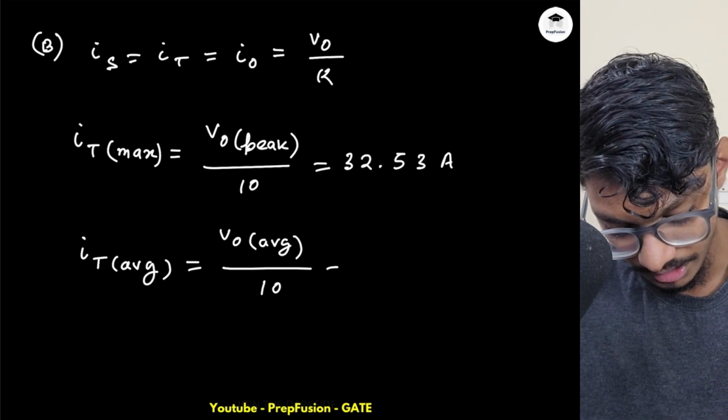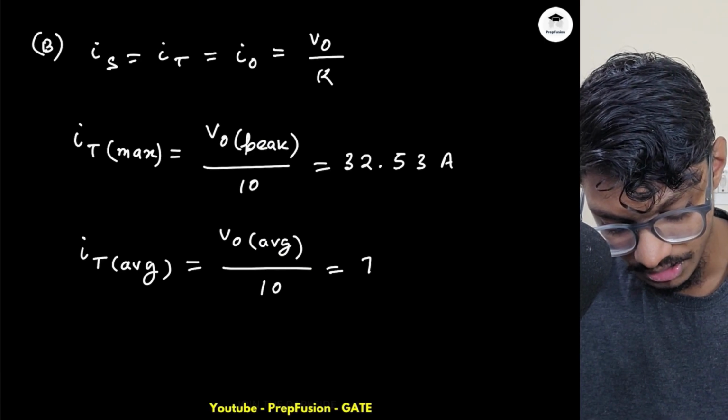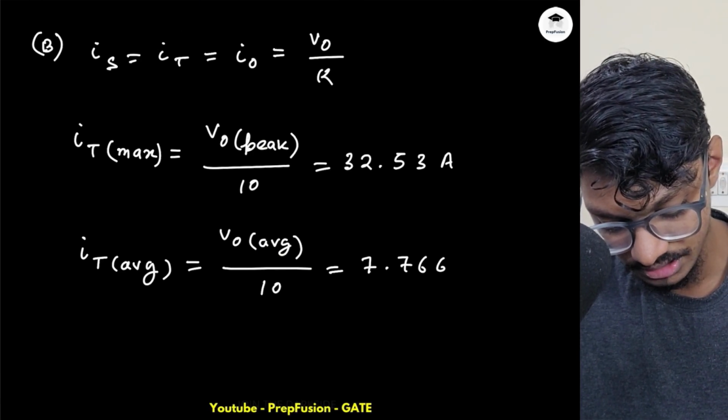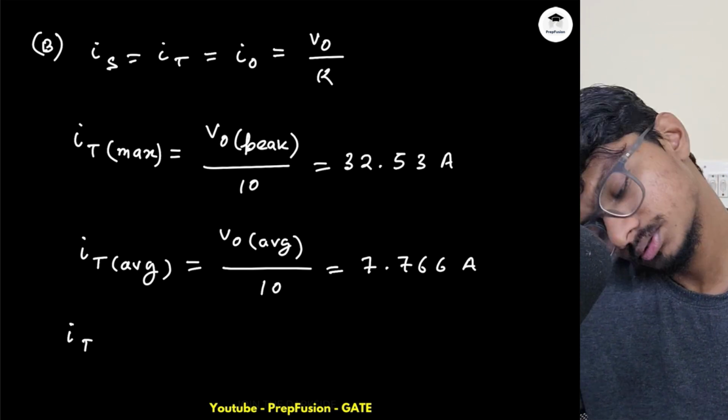So VO average by 10. So VO average was how much? 77 point something, 77.67. So this will be 7.766 amperes.